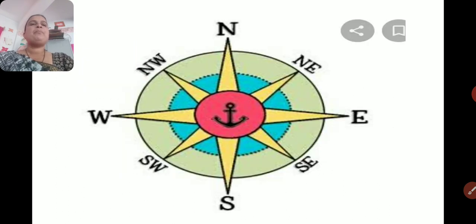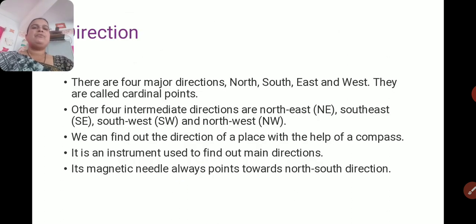You can see here four major directions: east, west, south and north. These are called major directions, also called cardinal directions. Then we have intermediate directions: southeast, southwest, northwest and northeast. These are called intermediate directions. So there are four major directions and four intermediate directions.